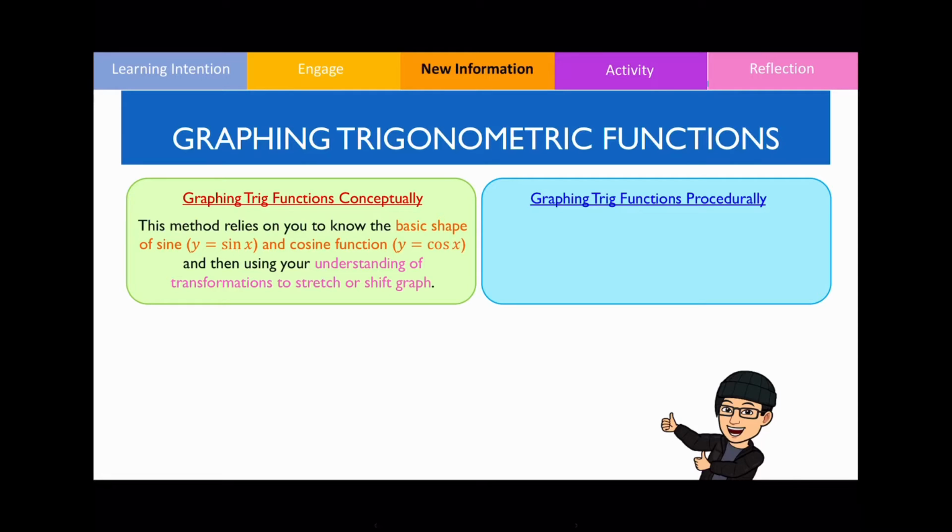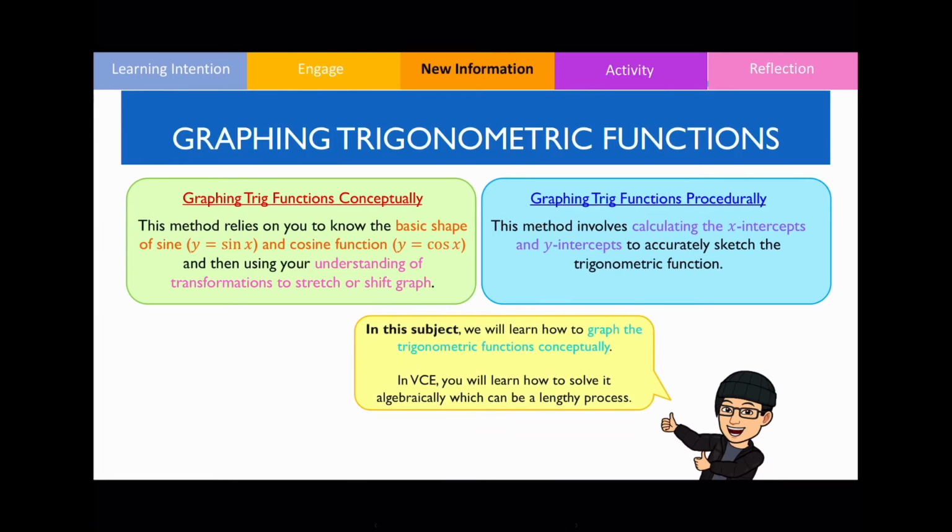Another way of doing this is actually using a procedural method. So that's a more algebraic approach. In this particular method, you are required to find out the x-intercepts and the y-intercepts for you to accurately sketch the trigonometric function. For the purposes of this subject, we're going to learn how to graph the trigonometric functions conceptually. But when you pick up Maths Methods and Specialist Maths in VCE, you will learn how to actually solve this algebraically. And this is actually a lot harder because there are several lines of calculations that you need to do in order to get the answer.